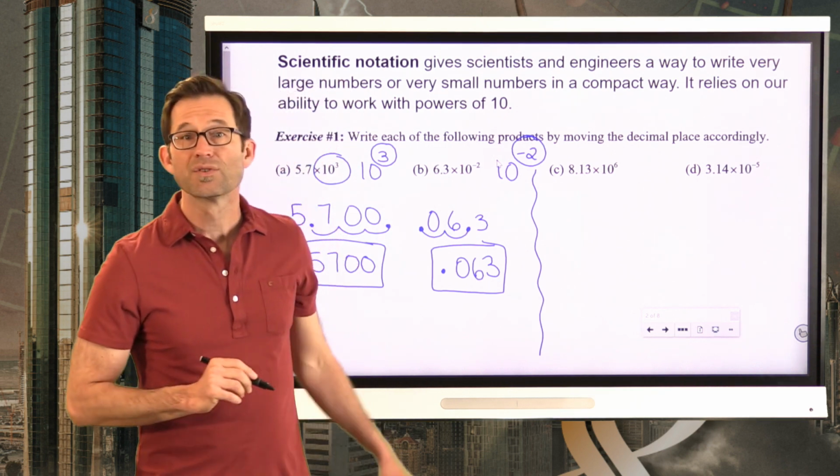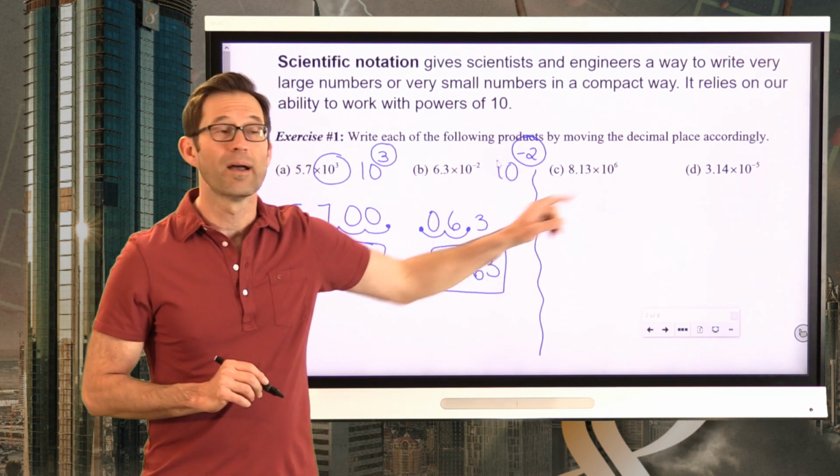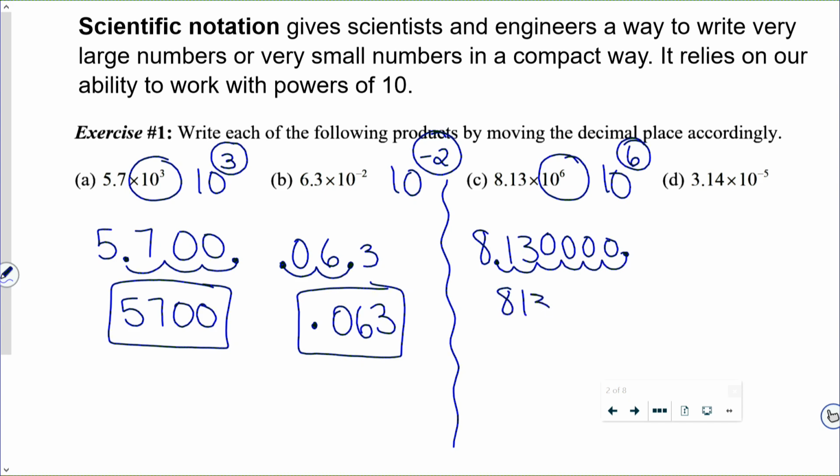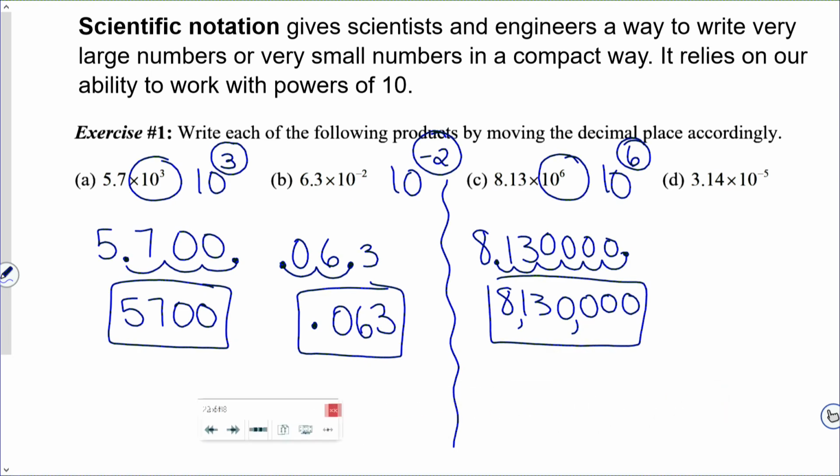All right, so letter C, 8.13 times 10 to the 6th. Again, nice positive power, 10 to the 6th, meaning I should move my decimal place 6 units to the right. So 1, 2, 3, 4, 5, 6. Filling in these with zeros would mean that I'd have 8,130,000.